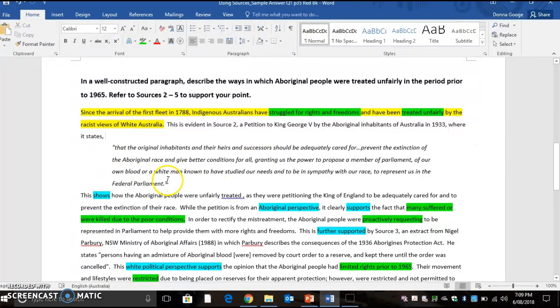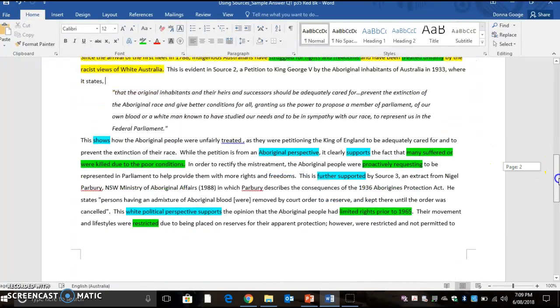This is using a quote from part of the source. And because it's longer than 3 lines, it's indented and in italics. If you are handwriting, you just indent it. What's more important is then explaining how this source helps to support the point. You can use key words such as shows, Aboriginal perspective, and supports. So let's break this down.